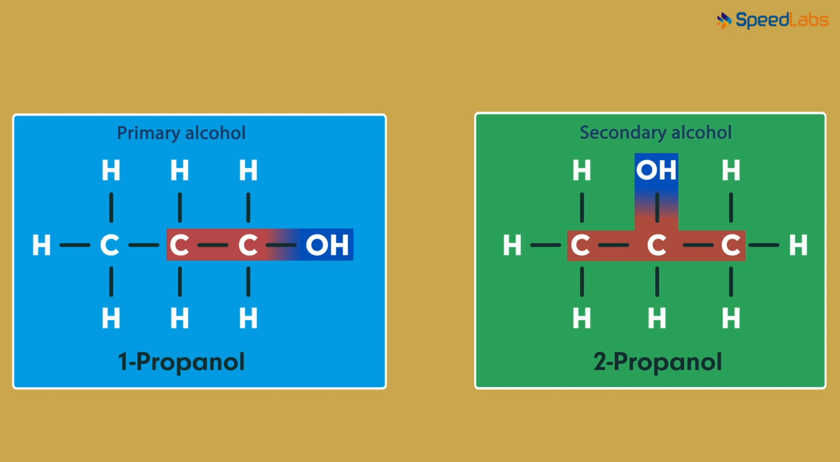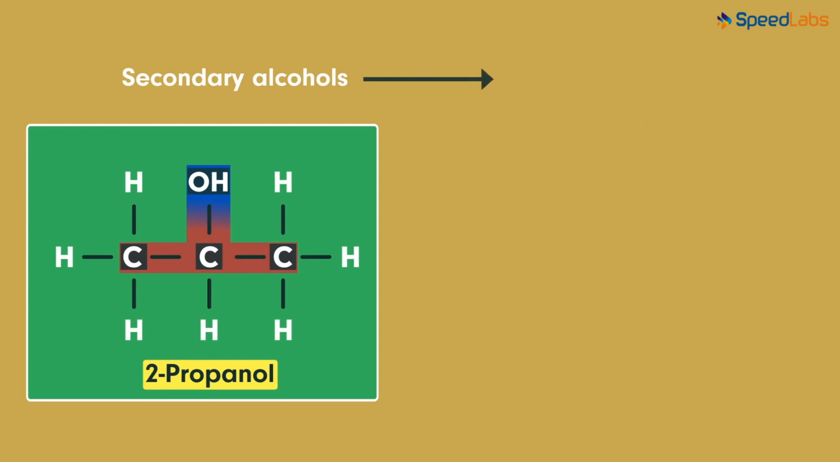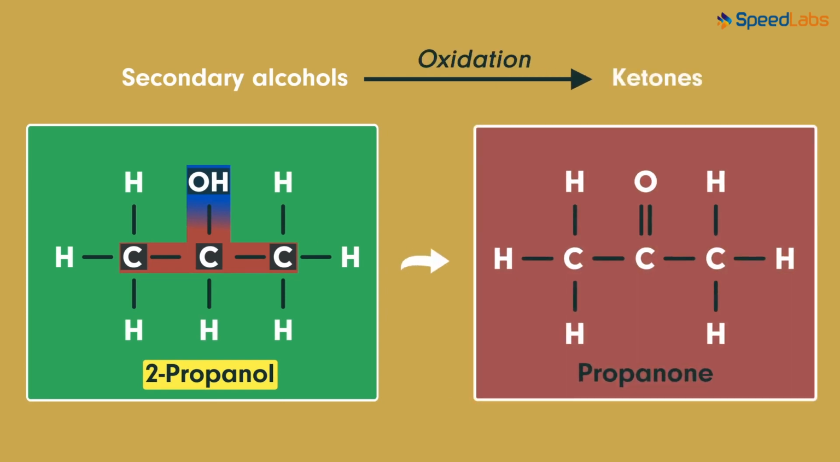If we have the alcoholic functional group attached to a carbon atom, which in turn is attached to only one carbon atom, then that is called a primary alcohol. Just like this case of 1-propanol. And in the case of 2-propanol, as we can see here, the OH group is attached to this carbon atom, which we can see is attached to 2 carbon atoms. That is why it's called the secondary alcohol. So coming back to our point, we have secondary alcohols that usually give us ketones on oxidation.